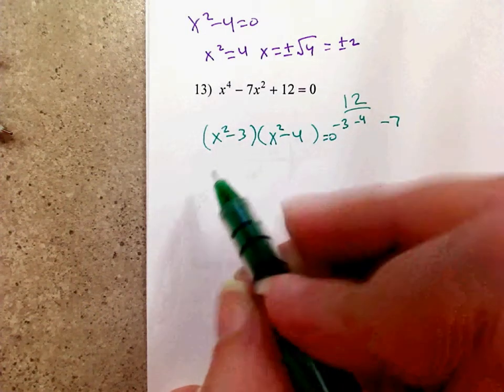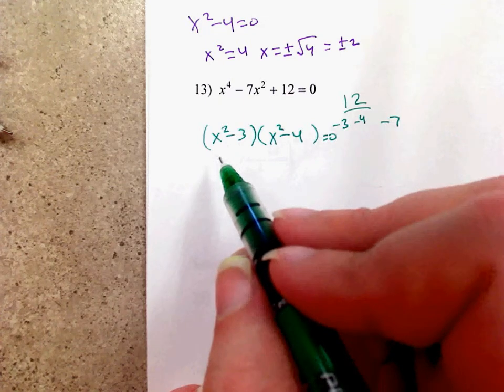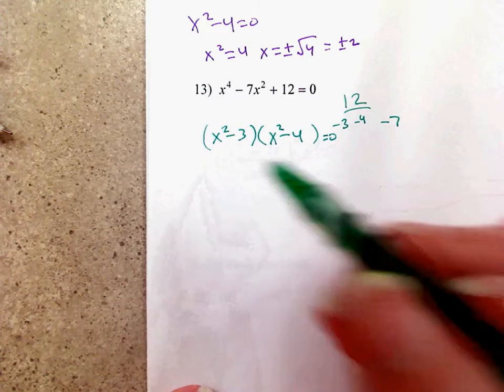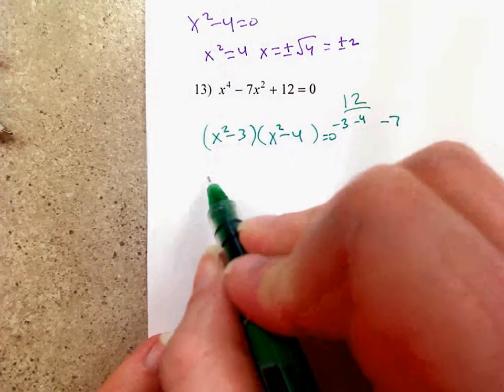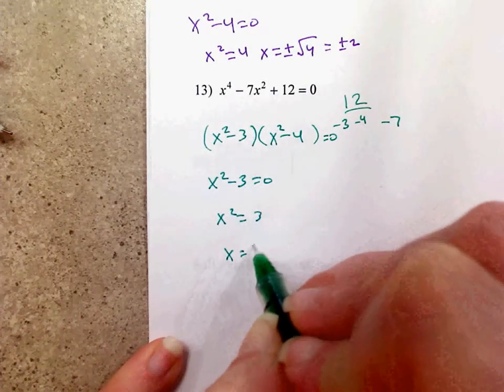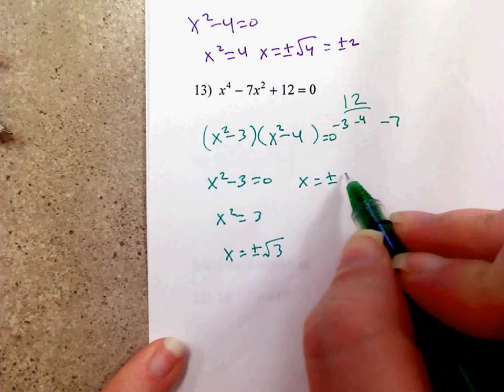Could you factor that? There you go. X plus the square root of 3, x minus the square root of 3. Might as well, if I'm just solving though, yeah. This equals 0 when x equals plus or minus the square root of 3. And this is x equals plus or minus 2. So there's my 4 answers.